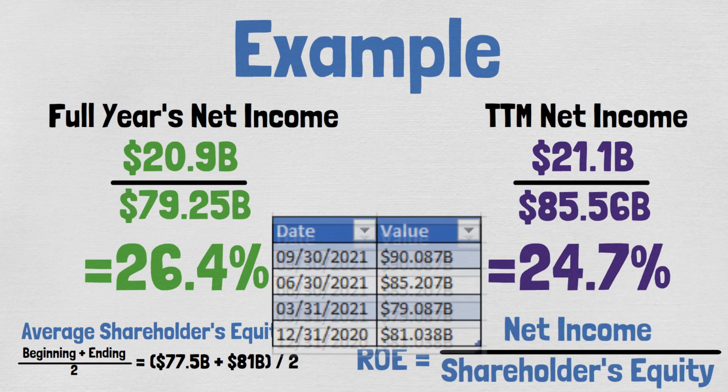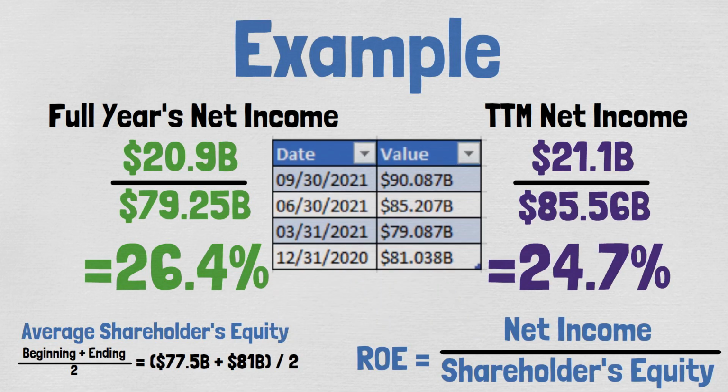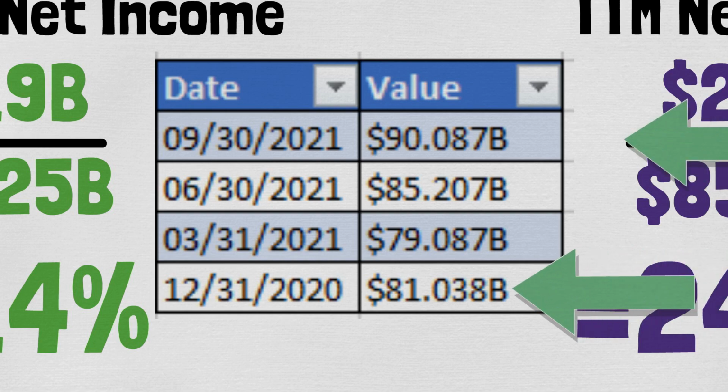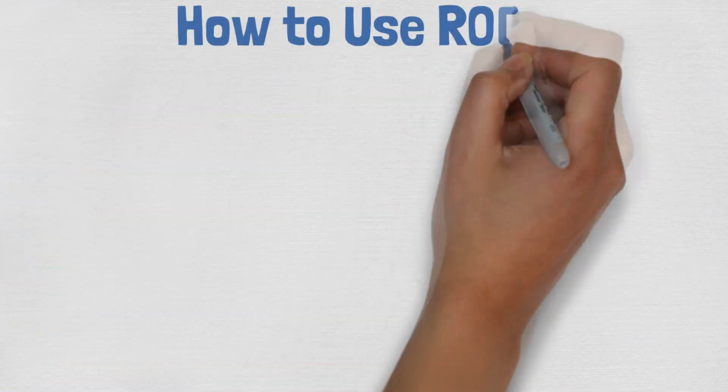Intel is actually a great example of why you should use the average shareholders' equity. At the beginning of the TTM period, they only had shareholders' equity of $81 billion, at the end it is already $90 billion. So how can you use the return on equity ratio?